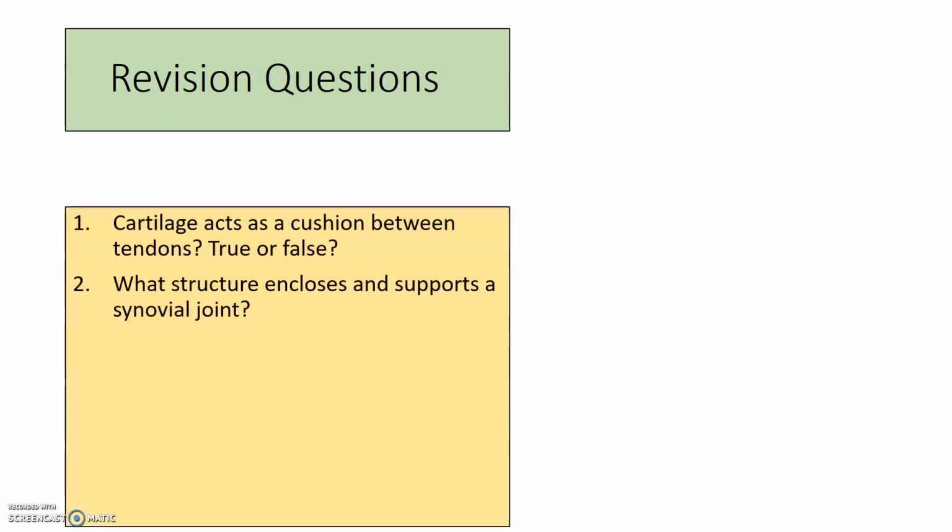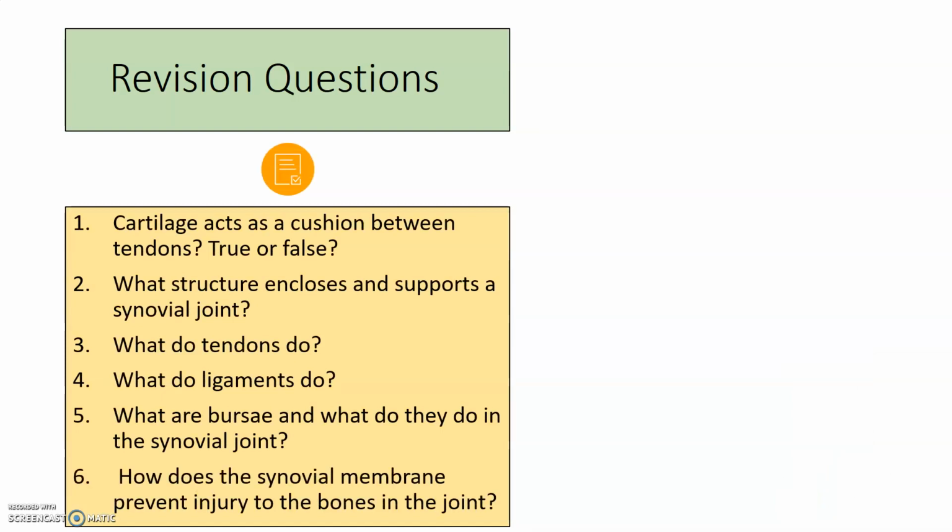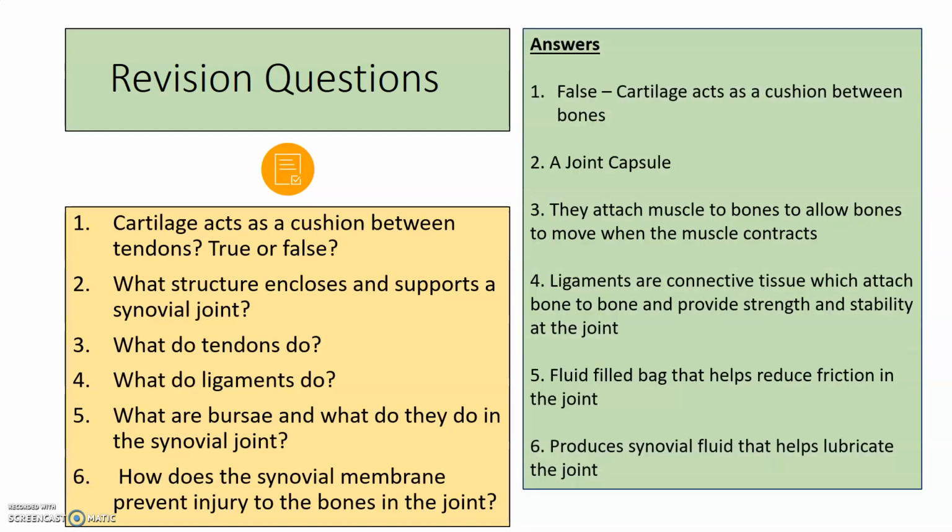Okay, so hopefully you've come up with some answers for these revision questions. The answers are now on the screen. Cartilage acts as a cushion between tendons. Is that true or false? The answer is false. Cartilage acts as cushions between bones. Question 2: what structure encloses and supports the synovial joint? The answer is a joint capsule.